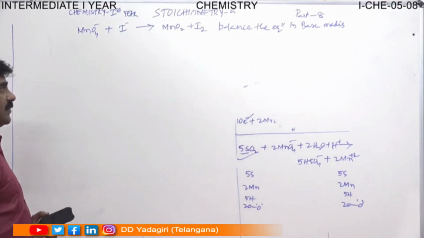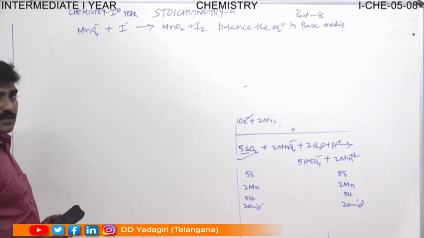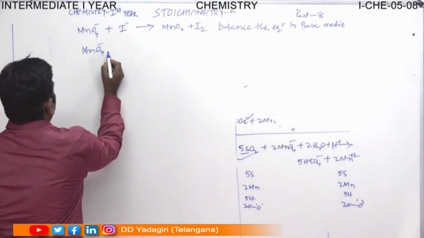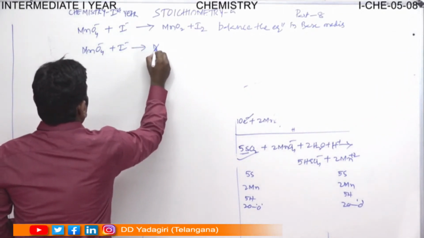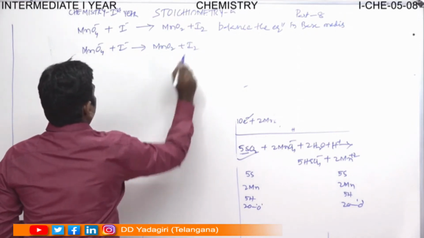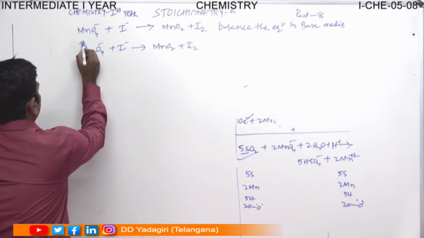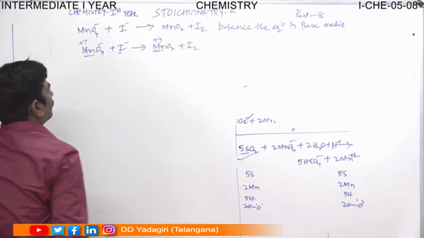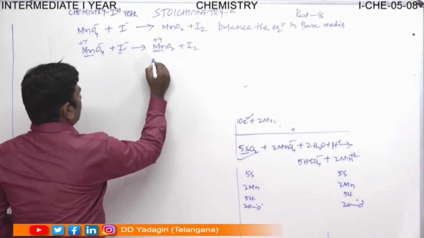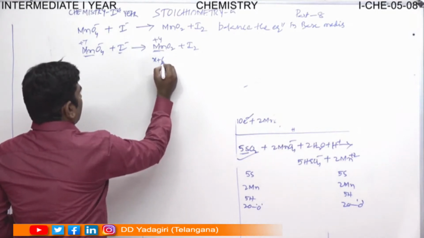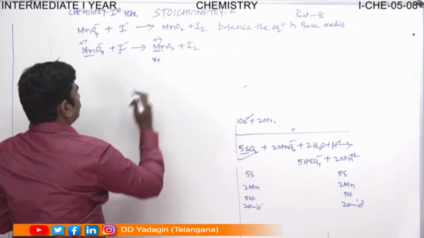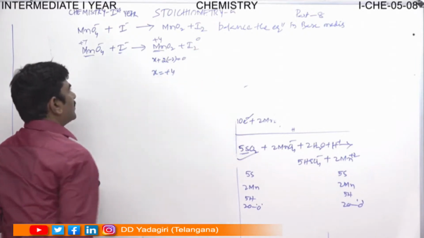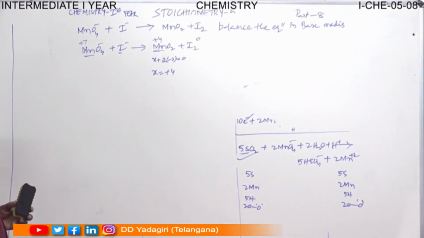Whatever the media, acid media or base media, first we have to allot the oxidation states. For that I am writing the equation MnO4 minus plus I minus will give MnO2 plus I2. Here the oxidation state is plus 7, here minus 1, and here plus 4. For manganese we don't know, x: x plus 2 into minus 2 is equal to 0, therefore x is plus 4. The iodine oxidation state is 0.